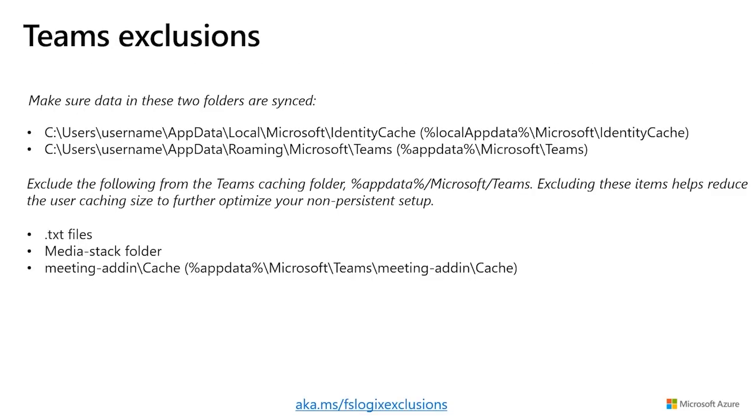Another recurring question we get quite often is the size of Teams inside your FSLogix profile container. There is a possibility to decrease the size of Teams inside your profile. The two locations that you see over here, the Microsoft identity cache and the Microsoft Teams folder, need to always be included inside your FSLogix profile container. But all the other folders left behind can potentially be excluded. You can use the exclusion redirections XML file within FSLogix, which you can find at aka.ms/FSLogixexclusions, to do that and do some data management on that as well.